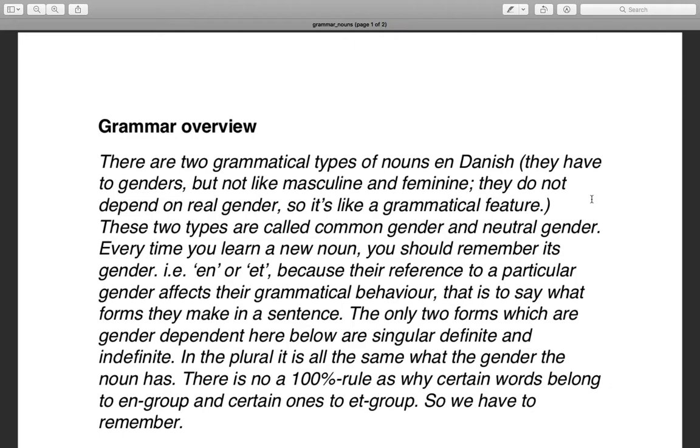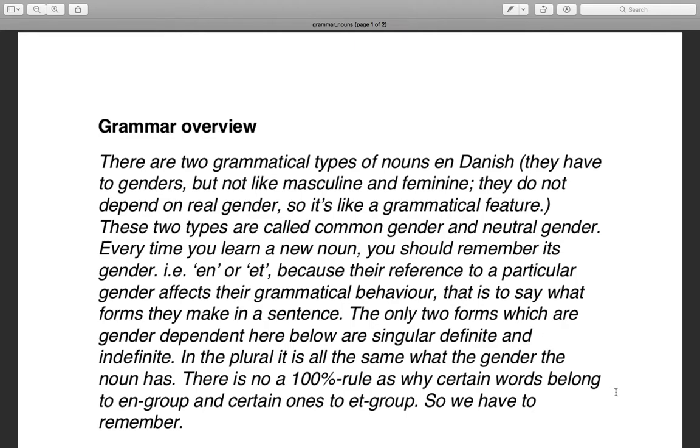These two types are usually called common gender and neutral gender. So every time you learn a new noun, you should remember its gender or its grammatical feature, whether it belongs to the en group or the et group, because the reference to a particular gender or grammatical type affects how they will grammatically behave in a sentence, in a context with adjectives. That's why it's important to know whether a noun is of the en or et group.